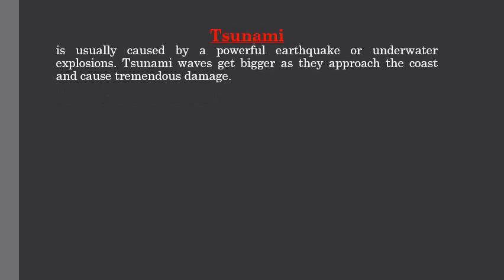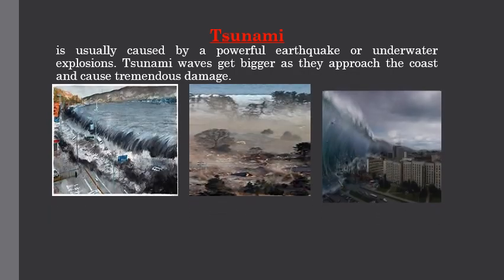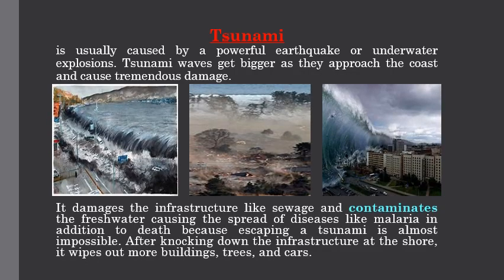Tsunami is usually caused by a powerful earthquake or underwater explosions. Tsunami waves get bigger as they approach the coast and cause tremendous damage. Here are the images. What are the effects? It damages the infrastructure like sewage and contaminates the fresh water, causing the spread of diseases like malaria, in addition to death because escaping a tsunami is almost impossible. After knocking down the infrastructure at the shore, it wipes out more buildings, trees, and cars.